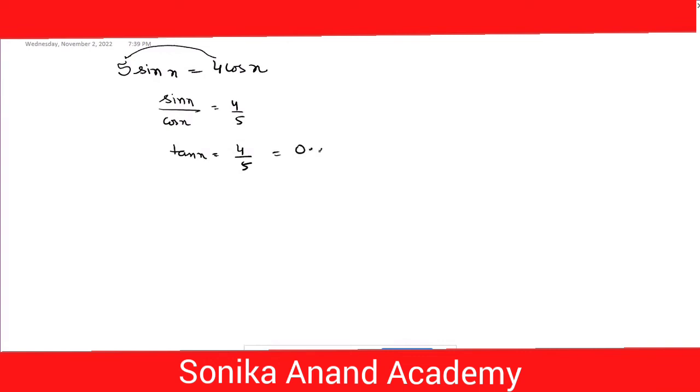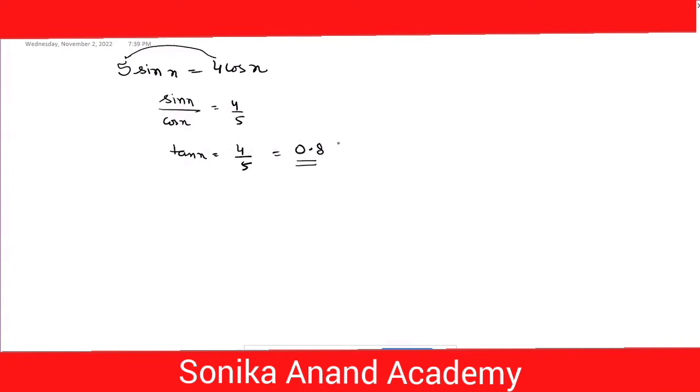5 sin x is equal to 4 cos x. Now how can you solve it? In the same method. 5 sin x, minus, we bring cos x here, just like your textbook, 4 by 5. It becomes tan x equals 4 by 5, sin x by cos x. So we get 0.8.